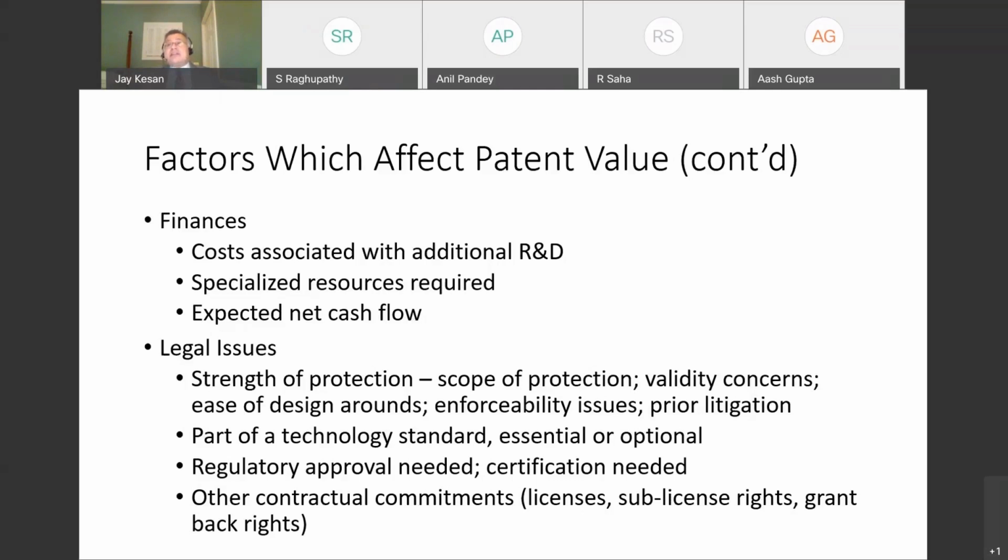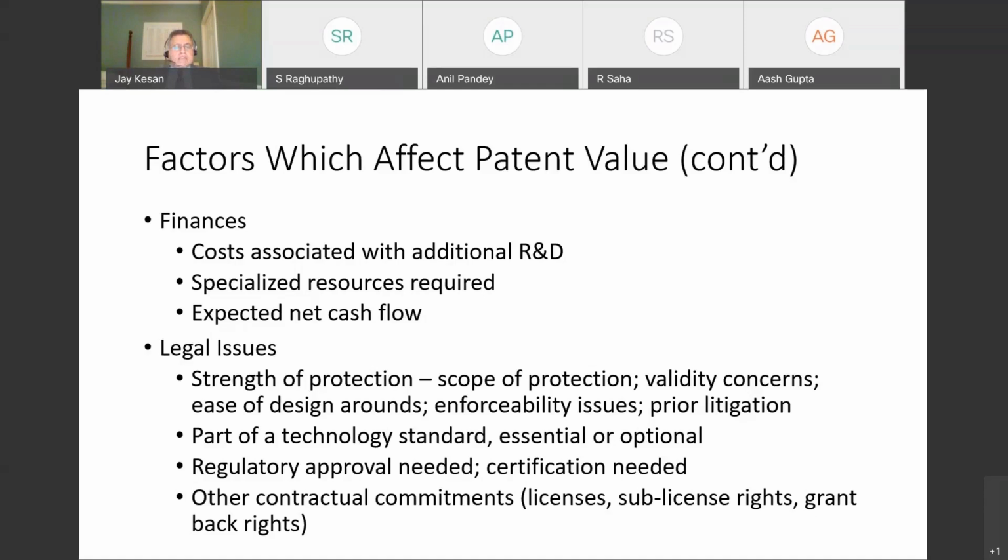And then you have to ask yourself, after you make all those investments, what is likely to be the revenue obtained from the market? But then you have to subtract out all of the investments that you make. What is the expected net cash flow from deploying these patents?